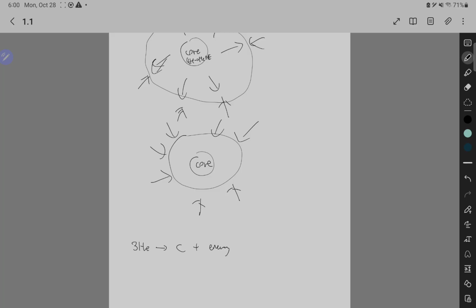So that's going to result in less outward pressure, which is going to cause gravity to push it inward, and then push the core even closer together, contracting the core. And that is going to create an even hotter and even higher pressurized environment where helium can even be fused into carbon. So that's how it works.